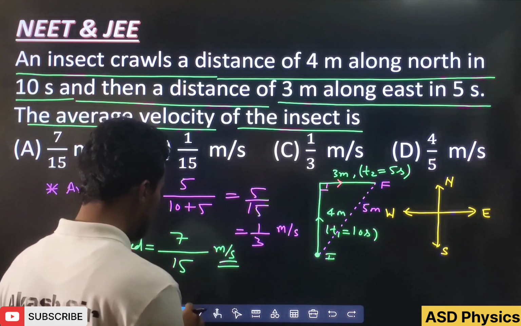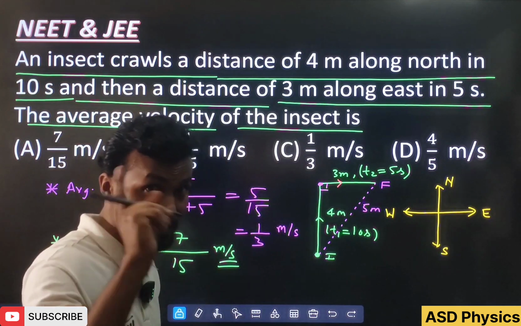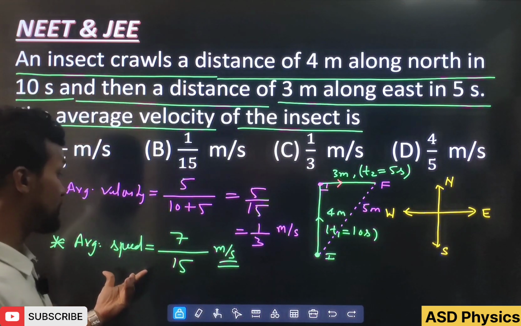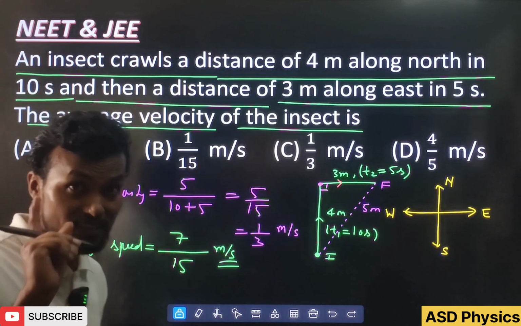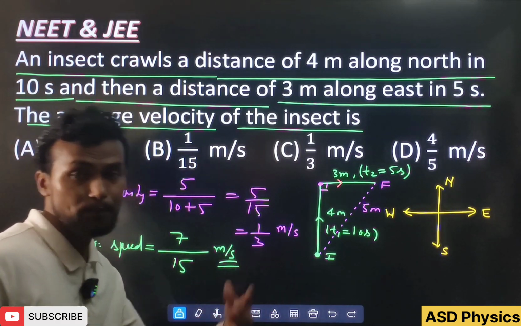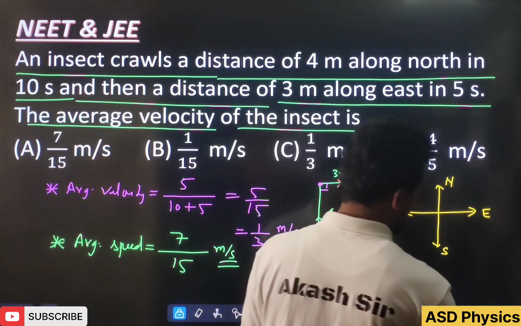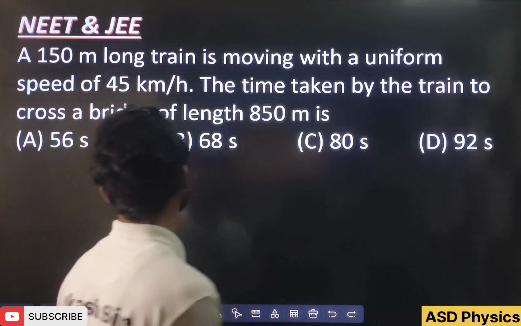Now you can see very well, students, as here the direction is changing. So you can see very well this average speed, that means 7 by 15, is greater than the average velocity, that means 1 by 3 meter per second. Can you see very well how we have done this? Now, a very easy question based upon distance, displacement, average speed, average velocity.